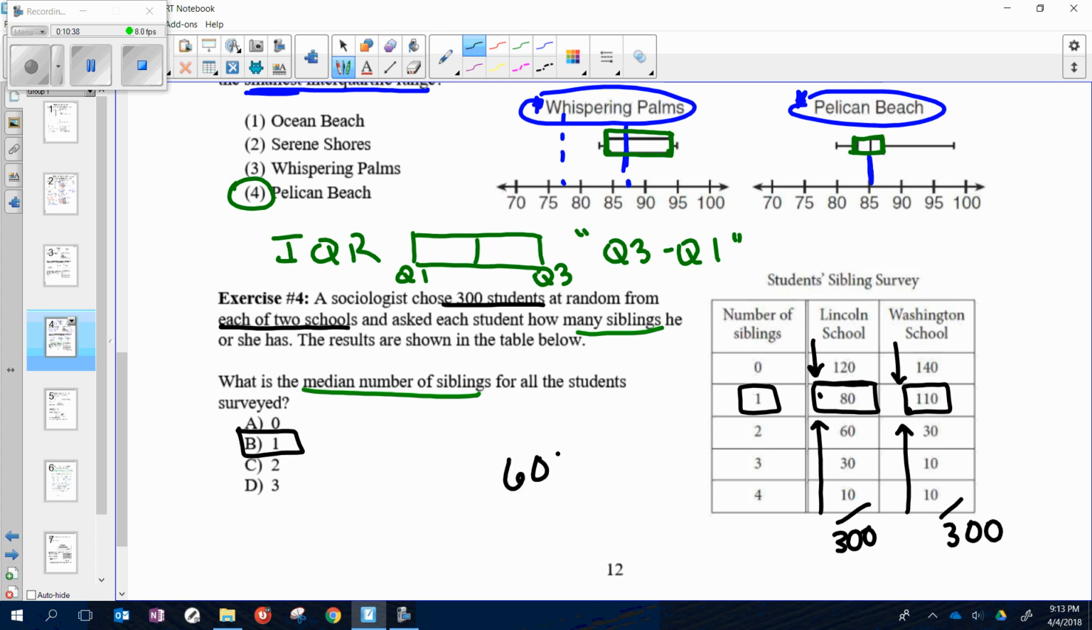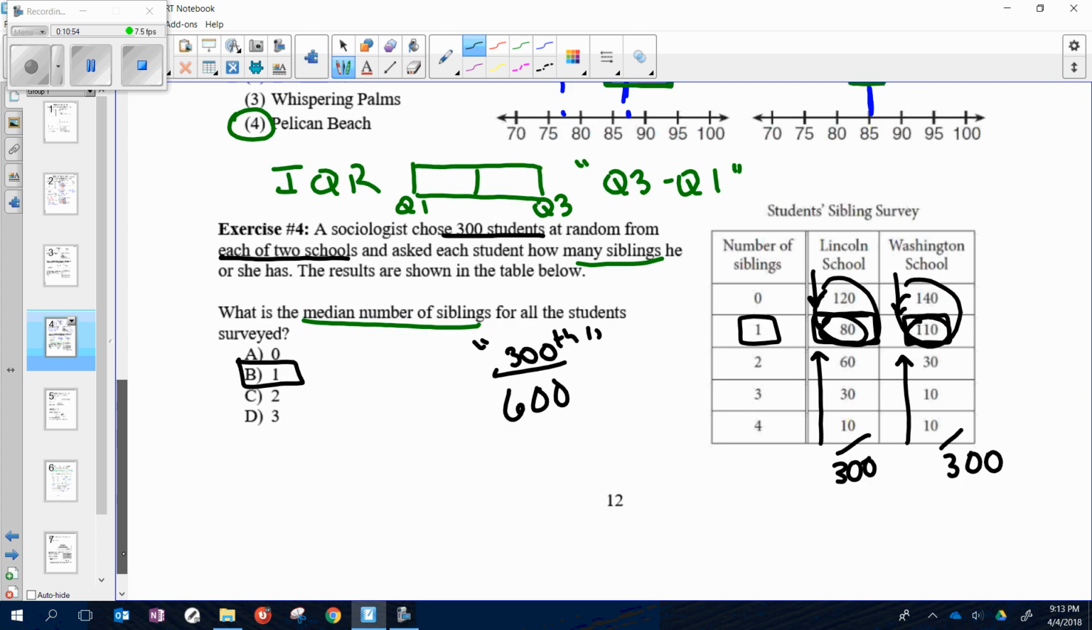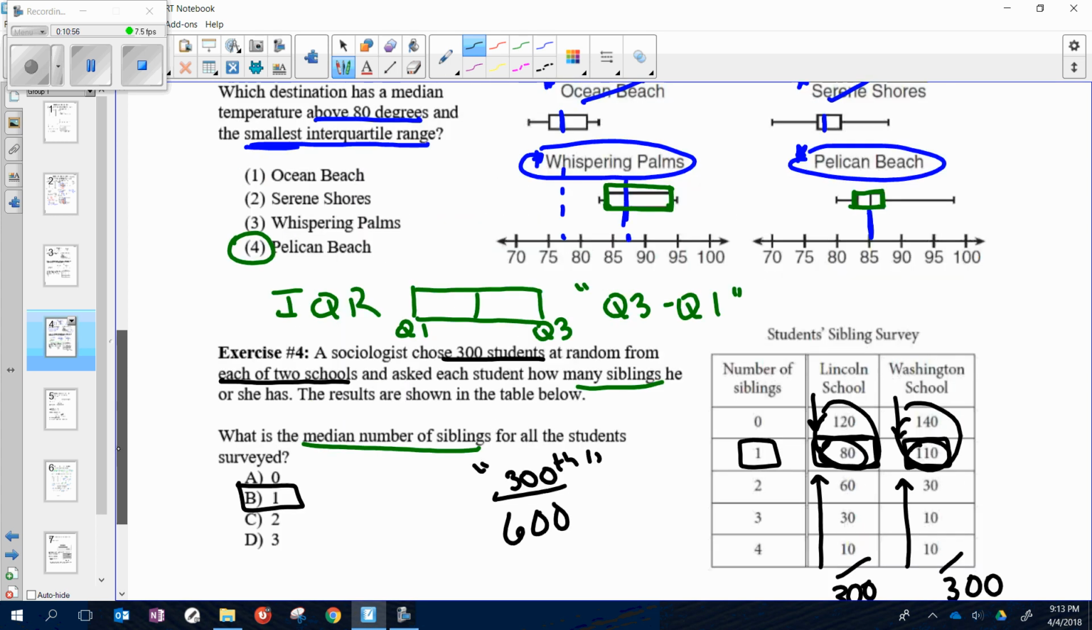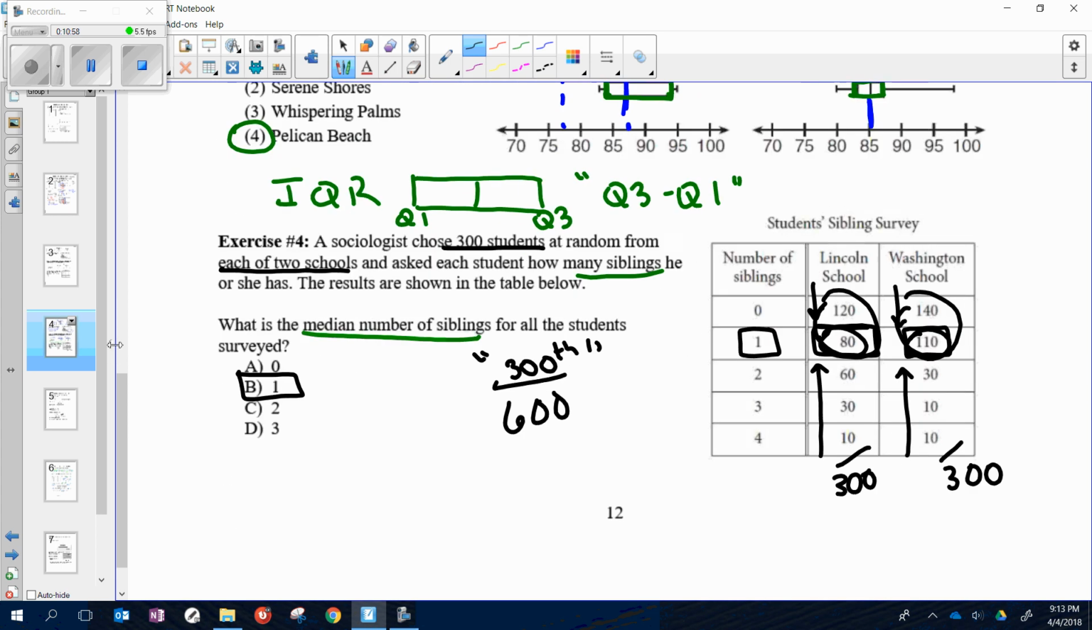If you considered it out of 600, you'd be looking for the 300th data value. So overall, you would still be falling in this area for the 300th data value if you did it total. Okay, that concludes looking at data on our graphs, so get to work on practice.